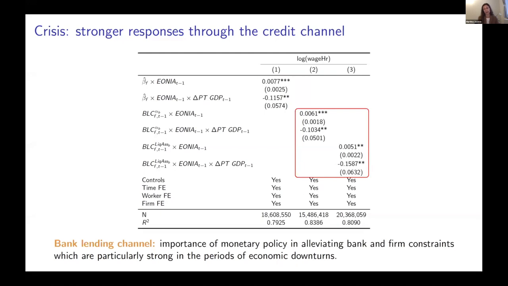This would speak to the fact that in times of crisis, we know that the financial constraints of both firms and banks are more binding. And so softening of the monetary policy actually has a bigger bite in relieving the credit constraint that's much more severe, which more positively propagates to the wages of workers.